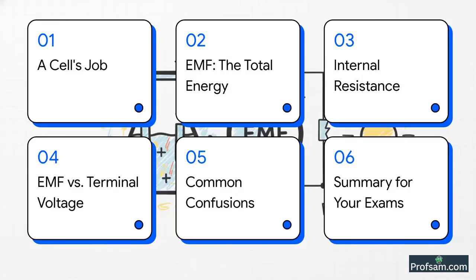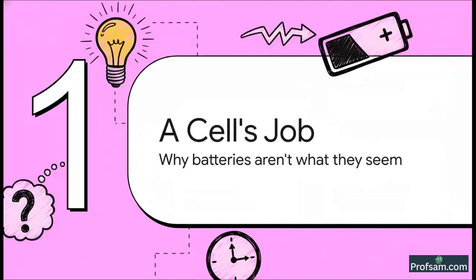Okay, so here is our roadmap for today. We'll start by understanding the basic job of a cell. Then, we'll dive into what EMF and internal resistance actually are. We will also see the difference between EMF and what we call terminal voltage, clear up some very common mistakes students make, and finally, we'll wrap it all up in a neat summary for your notes. So, let's begin.